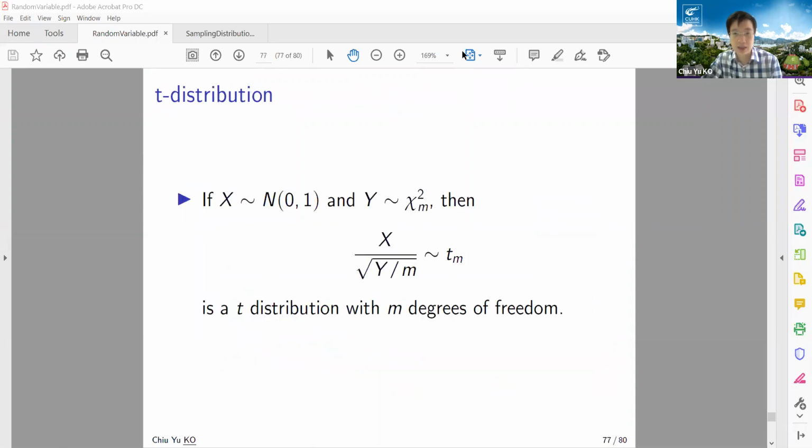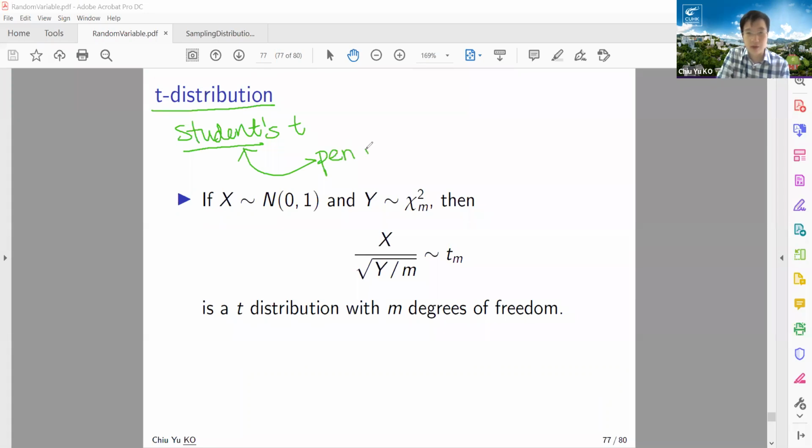The next piece, which I think is very important, is the T distribution. Sometimes textbooks refer to it as Student's T, because Student is the pen name of the person who invented this. Hilarious, but anyway.